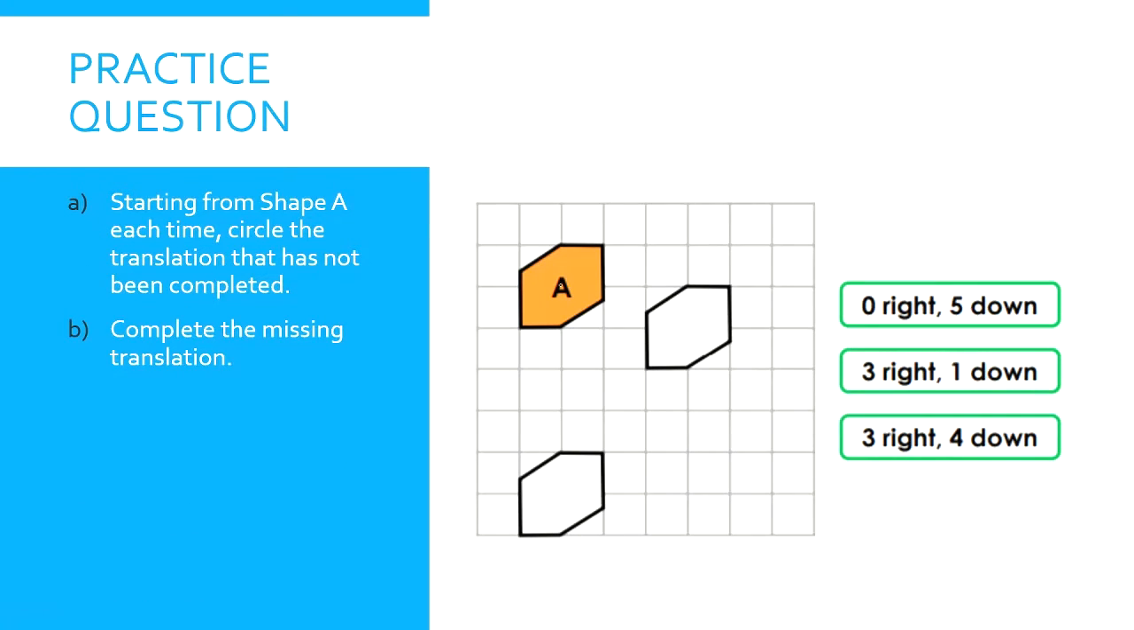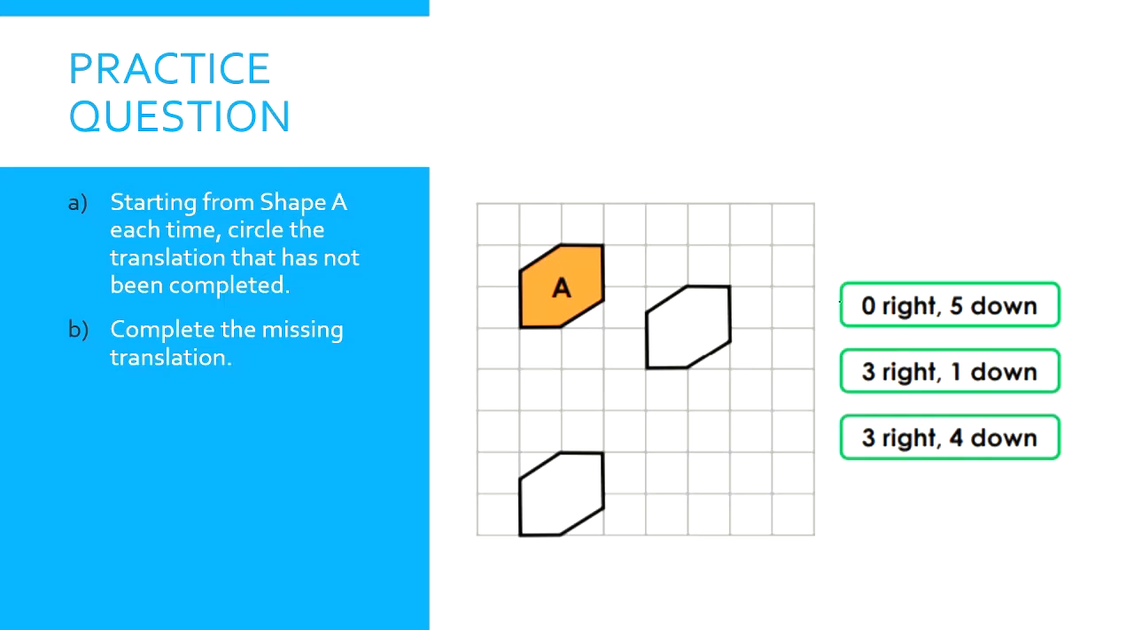So, starting from shape A, which they've drawn for us here, circle the translation that has not been completed. So there are 3 instructions for different translations here: a translation 0 points to the right and 5 down, a translation 3 squares to the right and 1 unit down, and a translation that's 3 squares to the right but 4 units down.